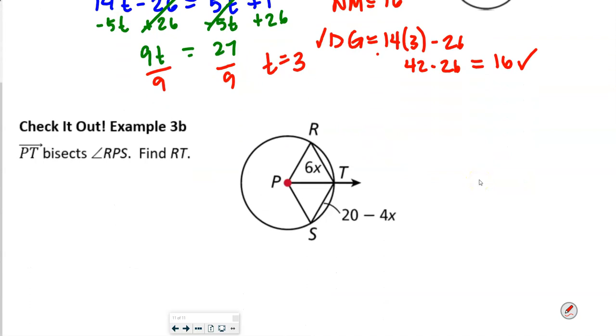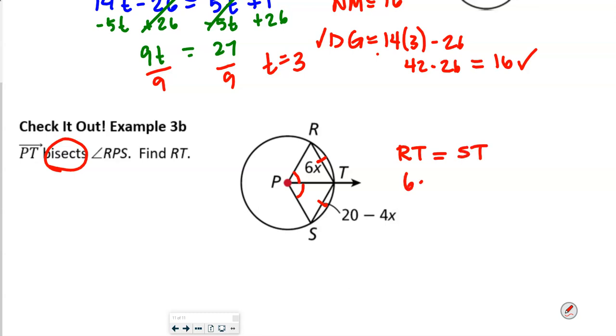All right, let's see if you guys can figure this one out. It says here that PT bisects angle RPS. What does the term bisect mean? Cuts it into 2 equal parts, right? So doesn't that tell us that RPT, this angle right here, is going to be congruent with that angle right there? It does. So what does that mean about our chords? Doesn't that then mean that chord RT is going to be congruent with chord ST? It does. You're right. Okay, so we're going to say RT is equal to ST.